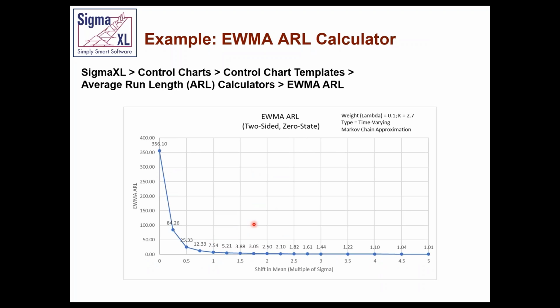If we go to the exponentially weighted moving average, and we look at the in control average run length, we have 356. And then with a 1 sigma shift, we have 7.54. So basically, you have roughly the same in control average run length, but a much better ability to detect a small shift in the process. So that's using the EWMA. These are the default settings when you open up the template.